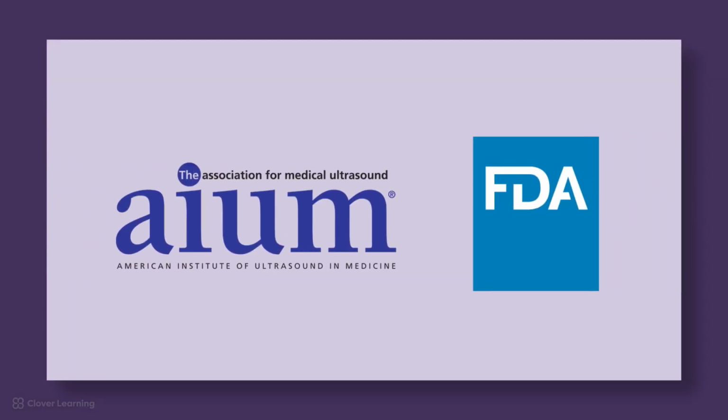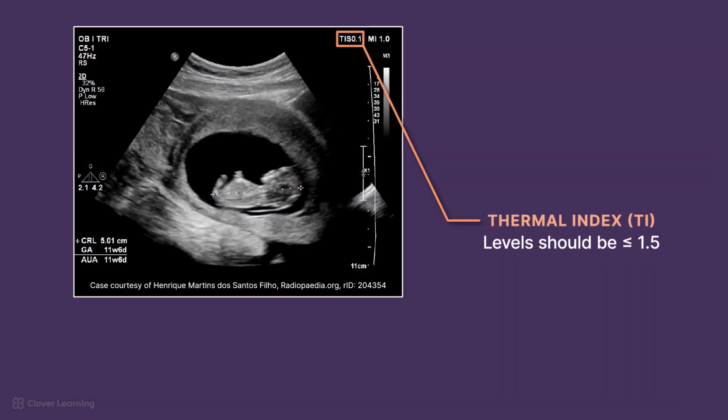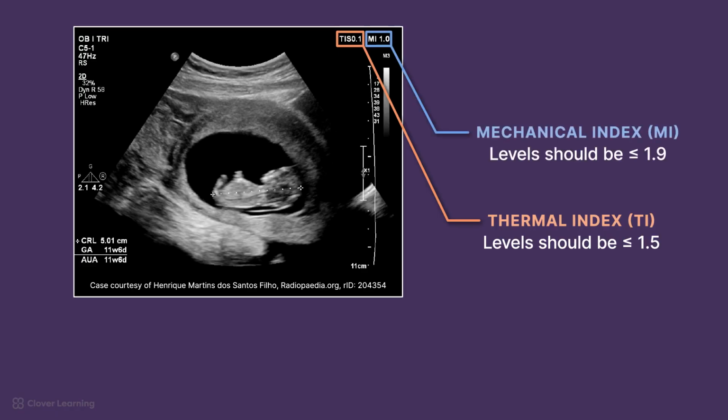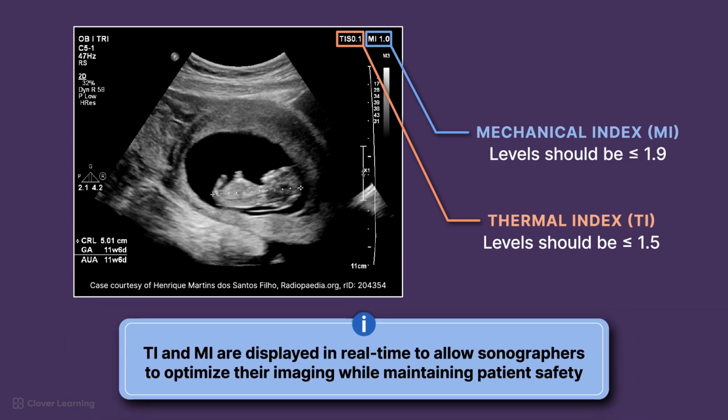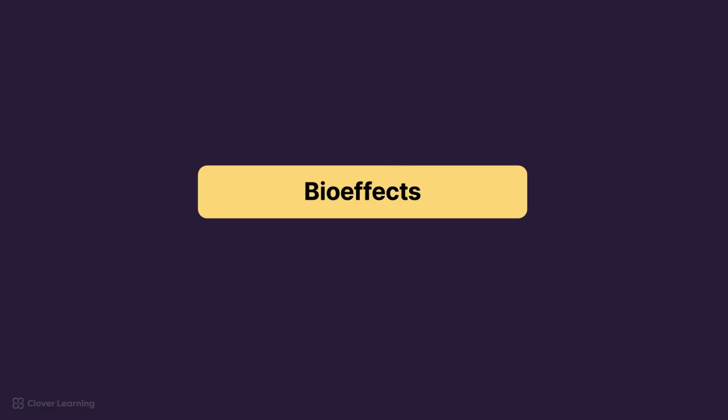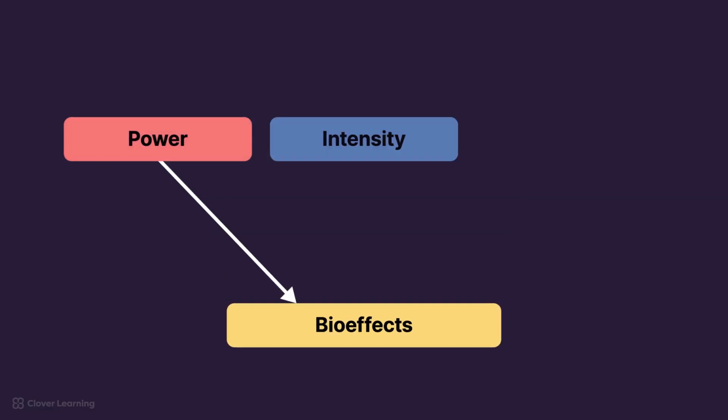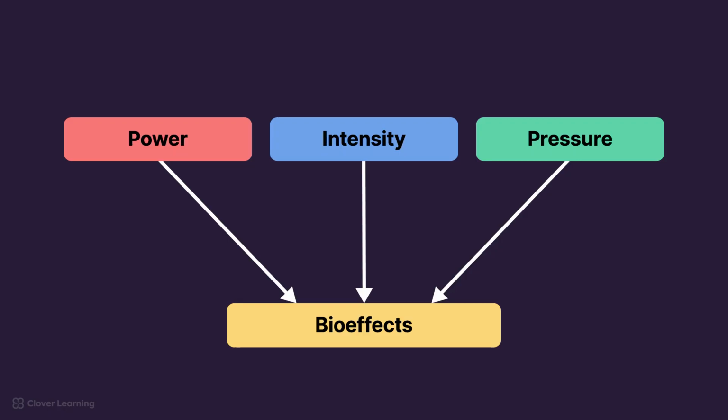The Food and Drug Administration, or FDA, and the American Institute of Ultrasound in Medicine, or AIUM, provide guidelines for recommended TI and MI levels for safe ultrasound use. For instance, the recommended TI for scanning soft tissue should be kept at or below 1.5, and the MI for general scanning should be kept at or below 1.9. TI and MI are displayed in real time on ultrasound monitors to allow sonographers to optimize their imaging while maintaining patient safety.